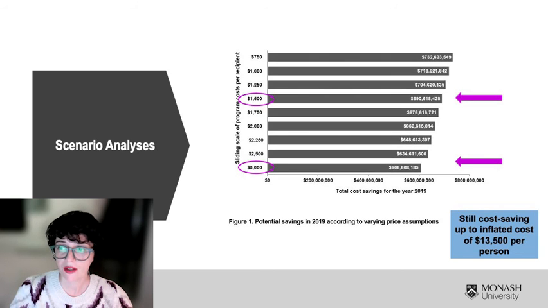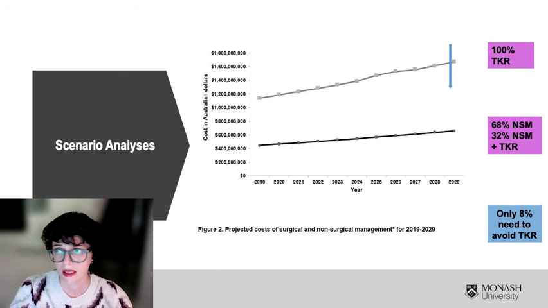On the horizontal axis, you have total cost saving in 2019, and then a sliding scale of the program cost per recipient from $3,000 to $750. Even if we increase the cost of the non-surgical management to $13,500, the non-surgical management, when compared to total knee replacement in Australia, was still cost saving. In another scenario analysis, here you have total knee replacement usual care in Australia, and here you have the non-surgical management. The cost saving between these two was around 600 million.